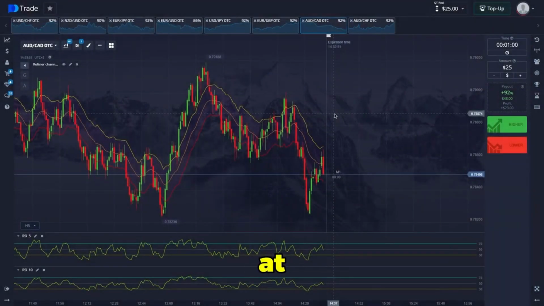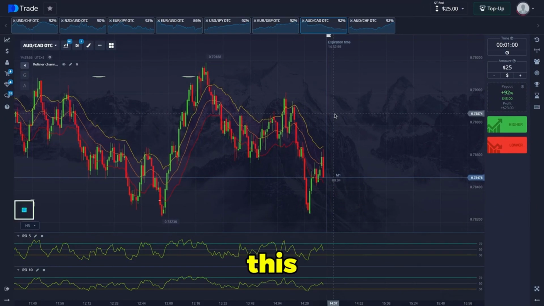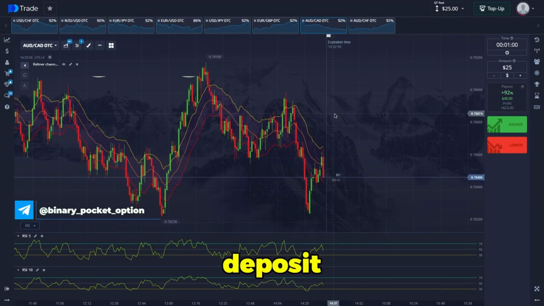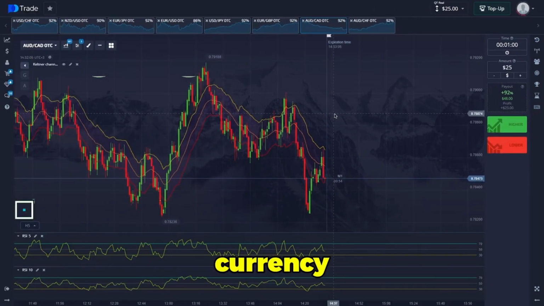So you and I are at the broker. You see an amount of $25 on my balance sheet, and it is with this amount that we will disperse our deposit today. We will open transactions on a 1 minute time frame, and I have selected all currency pairs with the most optimal movement pattern.